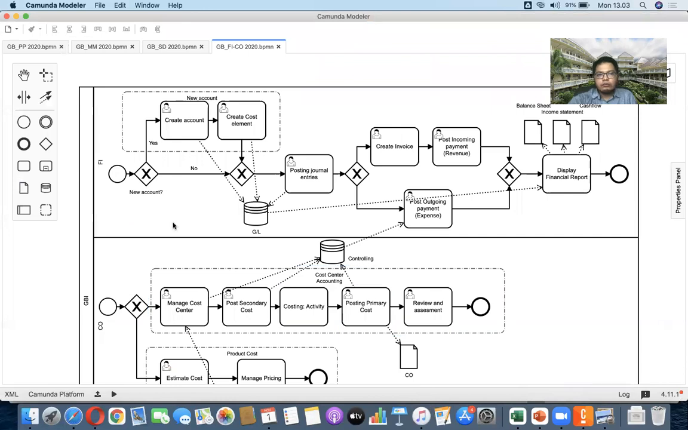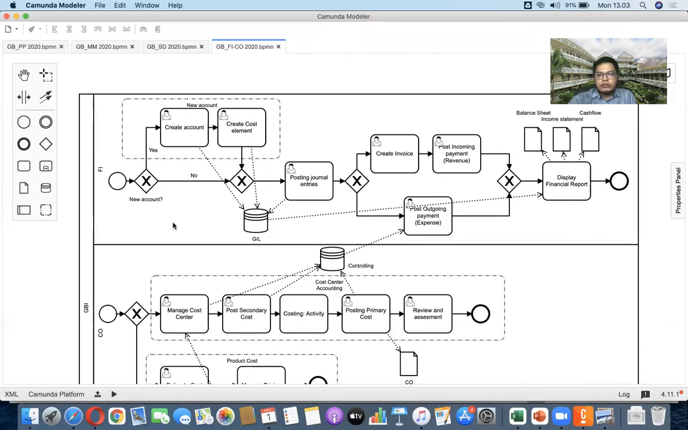This is the process of the financial module. For the financial module, is it a new account? If yes, then we create the account. Remember the chart of accounts: we need to create the account to collect all of the similar transactions. Create account, create cost element in here. If no, then we can go directly.